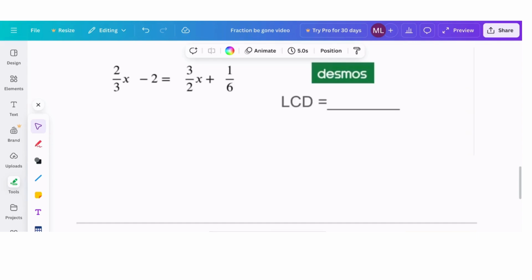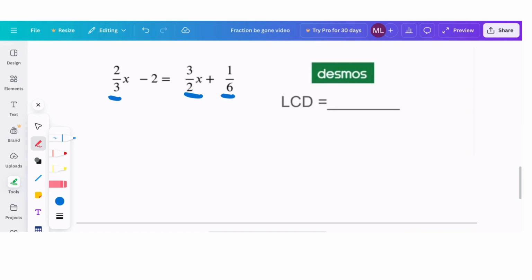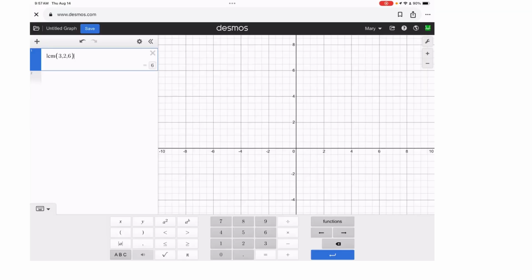So the question now is, can we do this with more than 3 terms? Here we have 4 terms, and 3 of them are fractions, with nasty denominators, 3, 2, and 6. First, we need to go to Desmos to see if we can get the LCD of 3, 2, and 6. And here it is. Desmos has found it. The LCM of 3, 2, and 6 is 6, also the LCD.